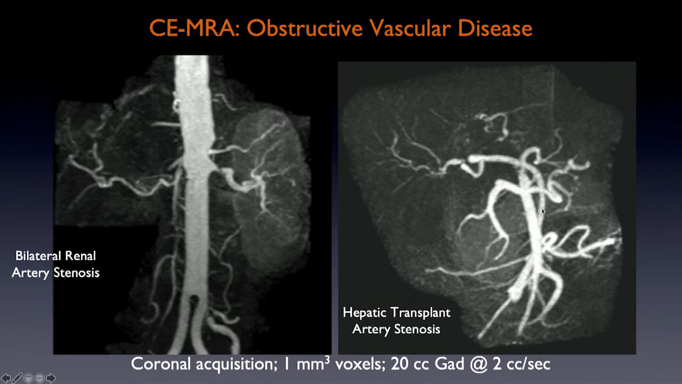This is a patient with a bypass graft from the abdominal aorta here all the way up to the common hepatic artery, and somebody who's undergone a liver transplant with a complex reconstruction. You can see a stenosis right here.